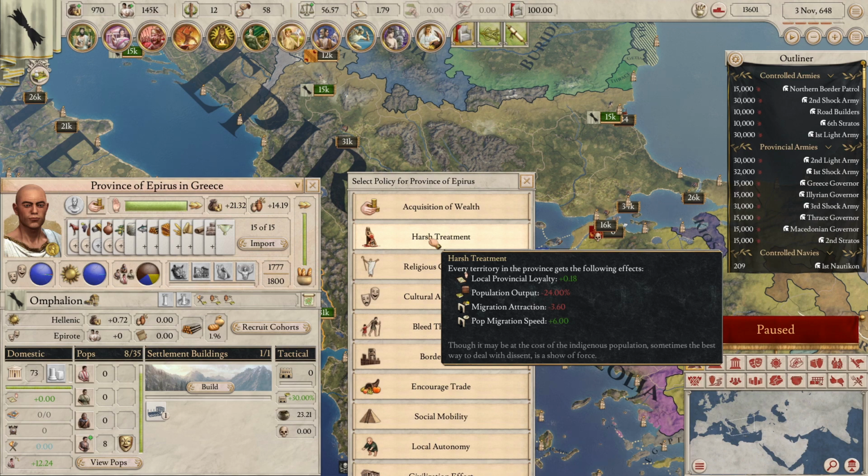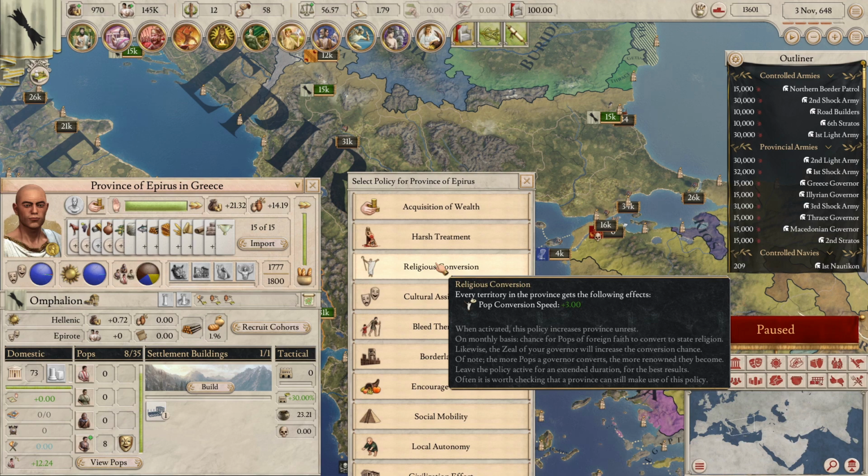However, with this policy, pop migration attraction is reduced because nobody wants to migrate to a province with an evil, nasty governor in charge, and pop production output is also reduced because you treat them like crap. This is useful in scenarios where you conquer the province and the pops are disloyal. This can be used to keep them in check and also to weed out the troublemakers by making the pops migrate away due to the increased pop migration speed.